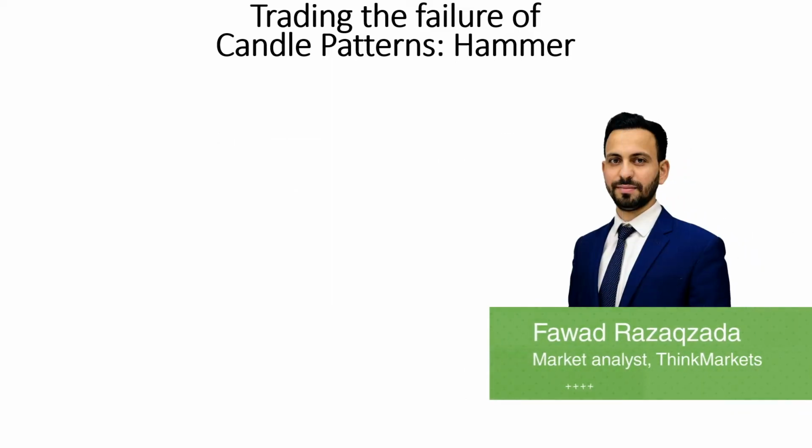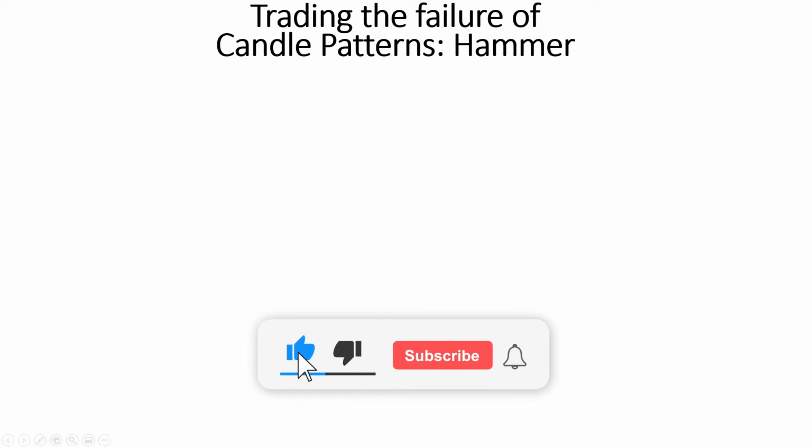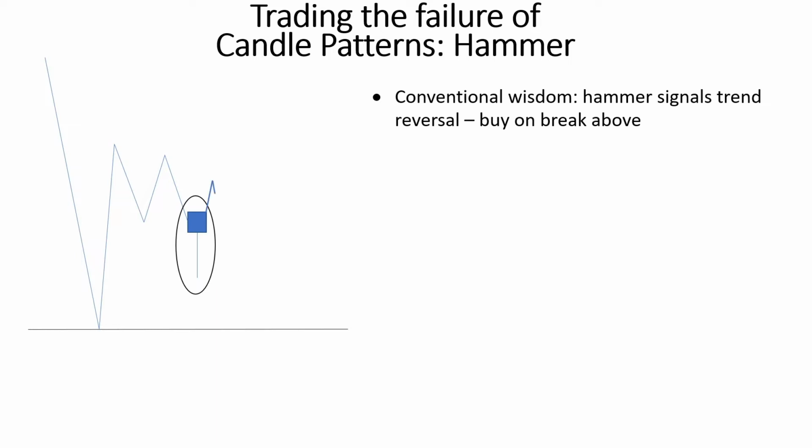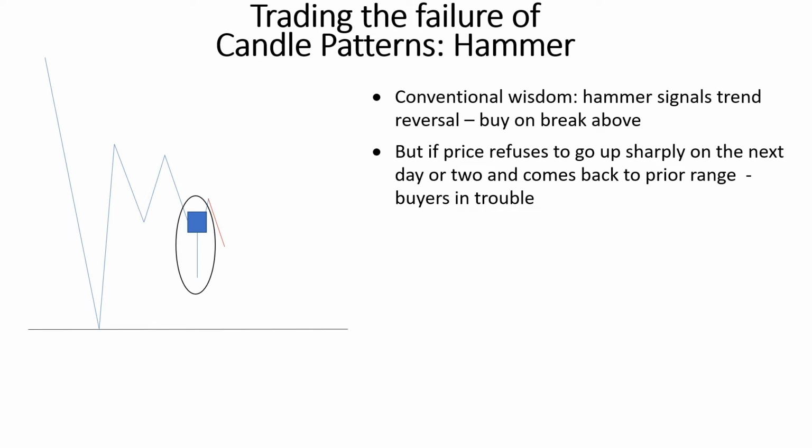Hello, I'm Fawad Razaqzada, market analyst with Think Markets, and this video is part of our series on trading the failure of candle patterns. When a genuine hammer candle is formed, what it typically suggests is that price wants to push higher. So what you want to see is for price to make steady progress, holding above the hammerhead and creating interim higher highs and higher lows before pushing further higher. But if price refuses to do that and goes back inside its prior ranges, then that's when the buyers could get in trouble, as the lack of follow through above the hammerhead suggests demand for the underlying asset was not there to trigger fresh buying on the next session.